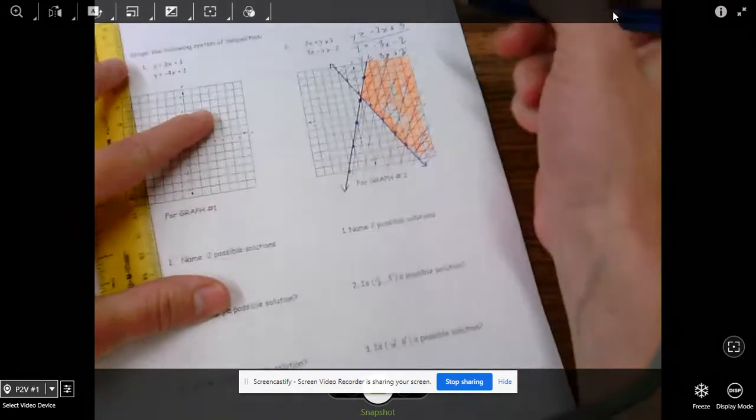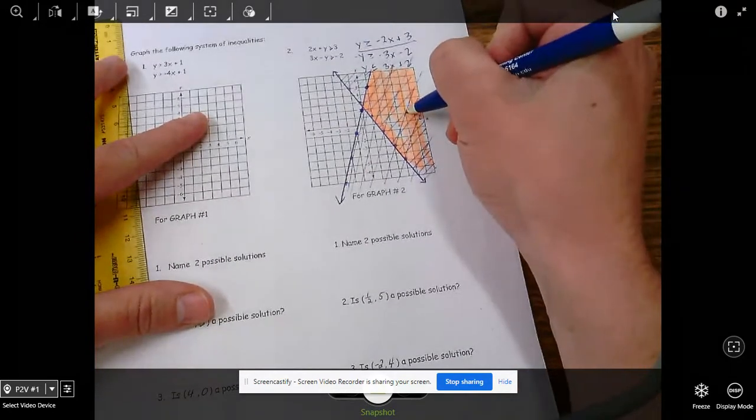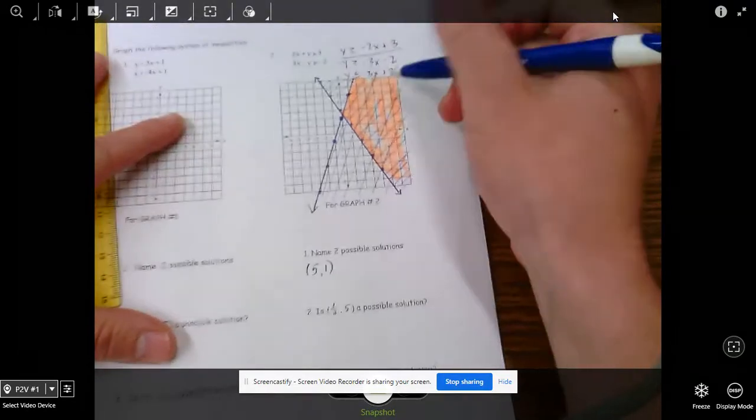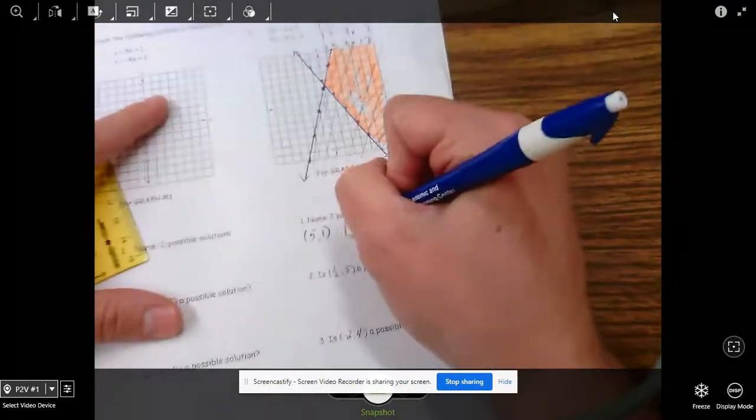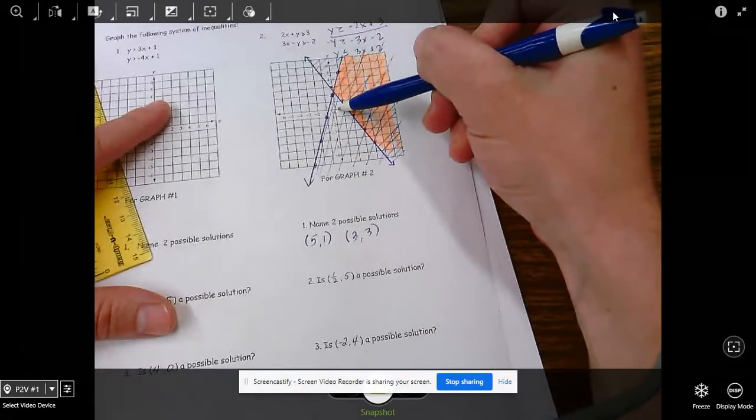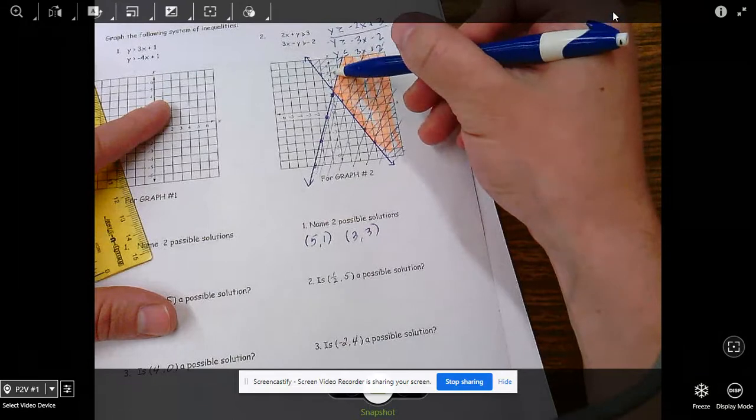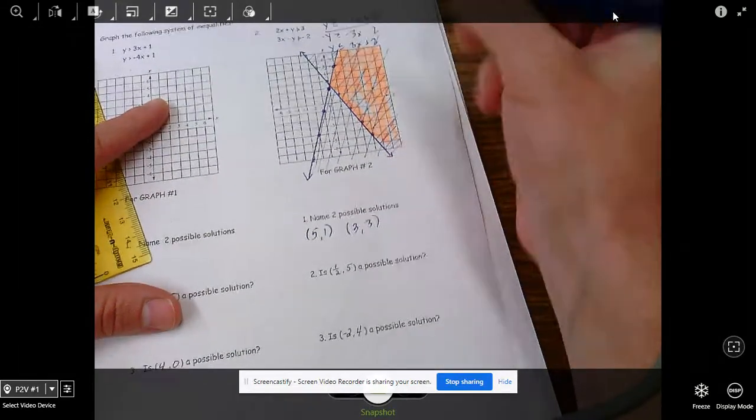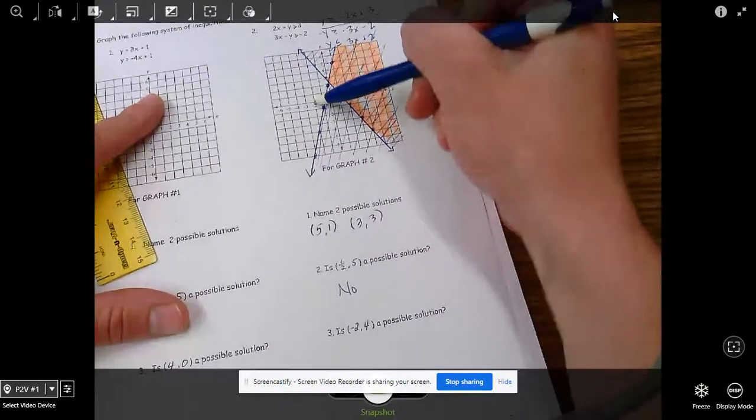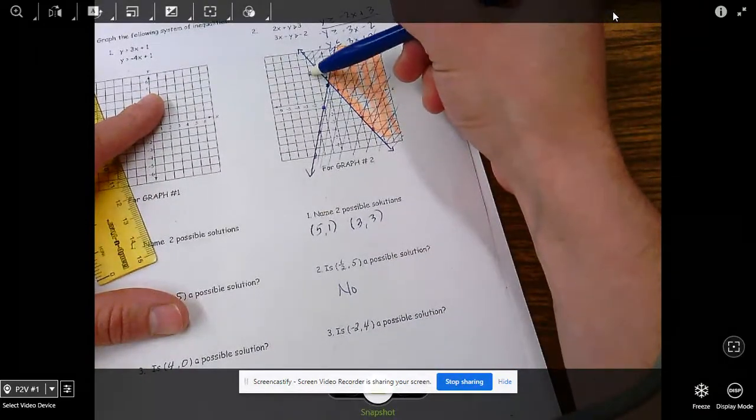Okay, it says name 2 possible solutions. 5, 1 looks good. You could pick anything that's in here. 3, 3. Sure. It says, is 1/2, 5 a solution? No, because it's not in the double shaded area. Is -2, 4 a solution?